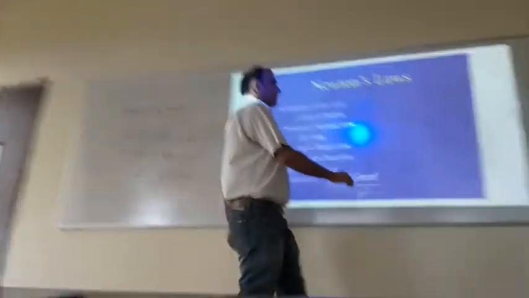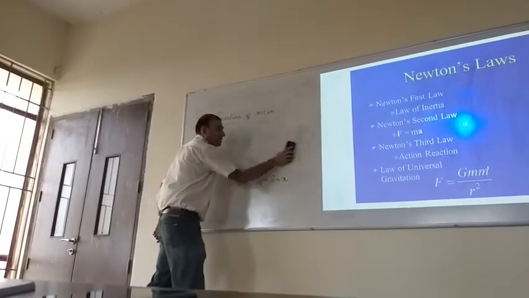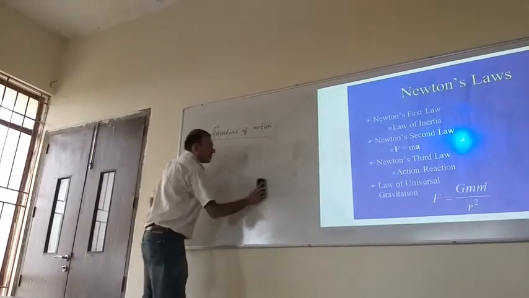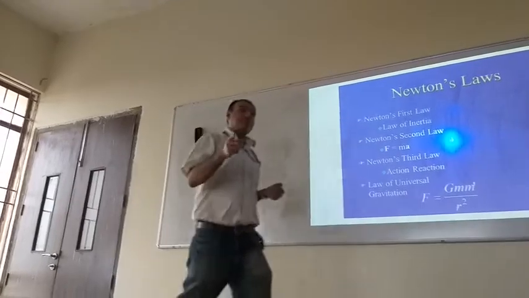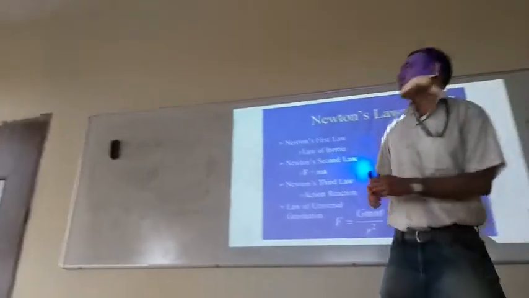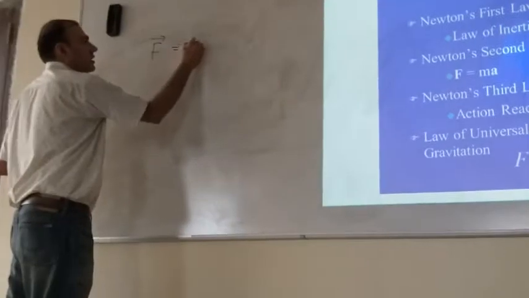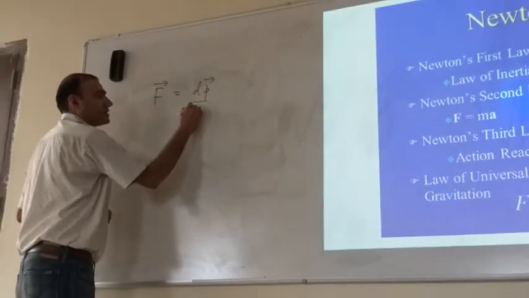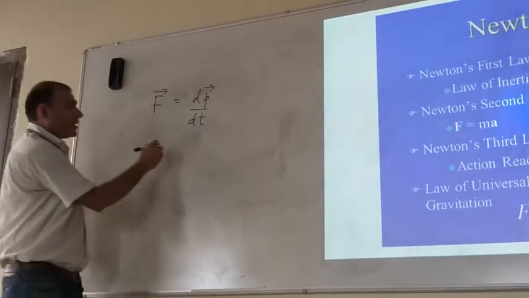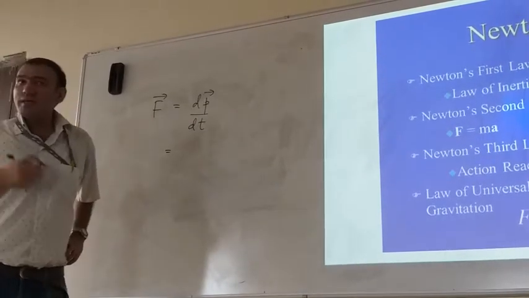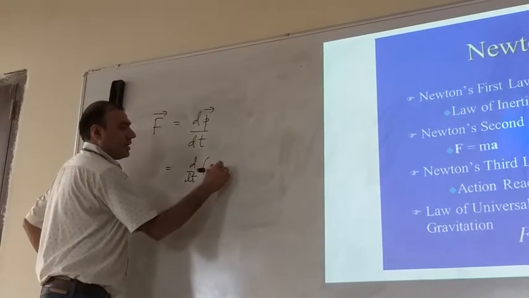Okay, so let me just emphasize that again, because this is a crucial point that people often miss. Force equals mass times acceleration is true, but it's true if the mass is constant. So force is basically the rate of change of momentum. So this is the second law. Now, what is the momentum? How is the momentum defined? Mass times velocity, right? So it's d/dt of m times v.